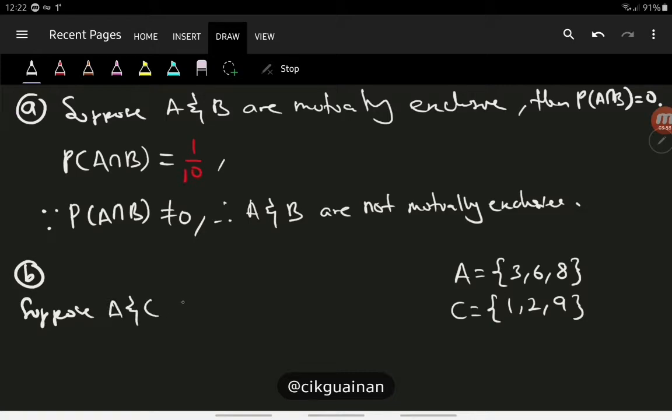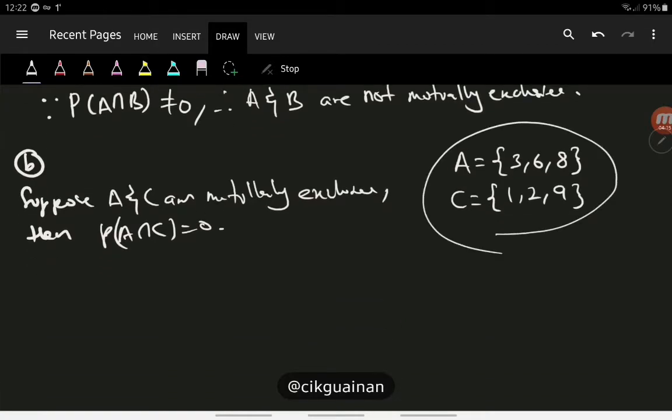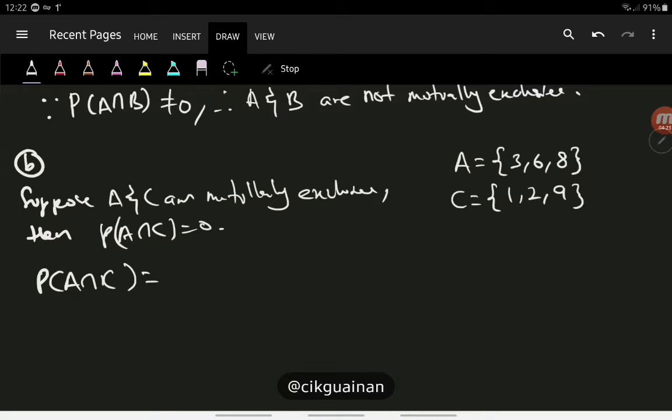Suppose A and C are mutually exclusive, then P(A intersect C) must be equal to 0. Let's refer to this and look at whether it's correct or not. First we find P(A intersect C). How do we find the intersection? A has 3, 6, and 8. C has 1, 2, and 9. So we don't have any intersection. There's no common element between A and C.